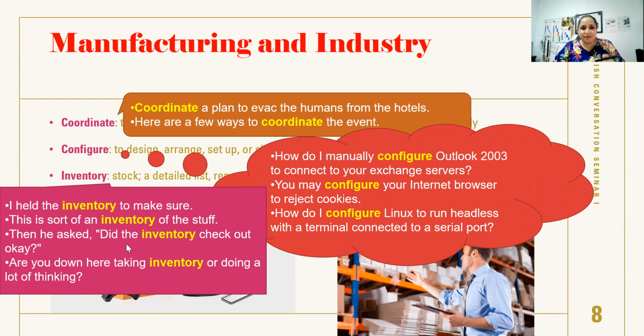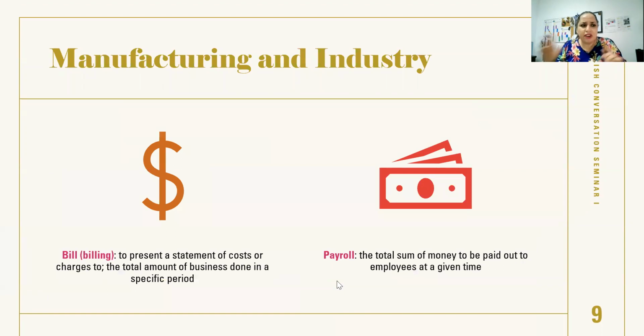Okay, really good. So let's go and see some more. There's more. I have very simple ones here. Bill or billing. To present a statement of costs or charges to the total amount of business done in a specific period. That's billing or the bill. And the payroll, that's really something very important. If you work at a company, of course, you need to be on the payroll. The payroll is the total sum of money to be paid out to employees at a given time.